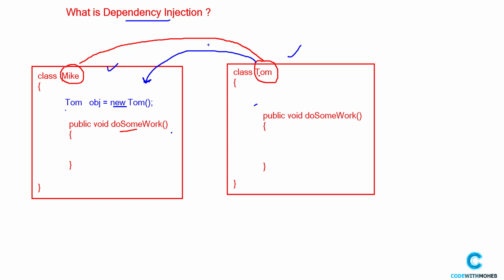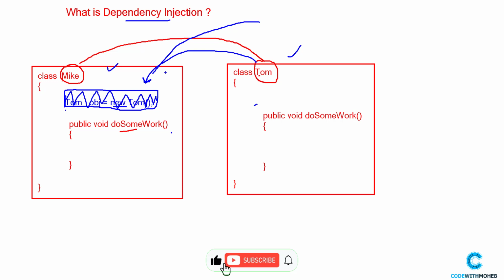How is it done? In loosely coupled applications, we do not create the object of the Tom class inside my class. We provide the information of the object to a container called the IOC container, and Spring will perform this. It means Spring will create an object and inject it inside this class.